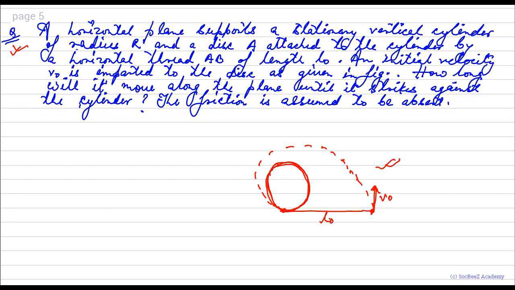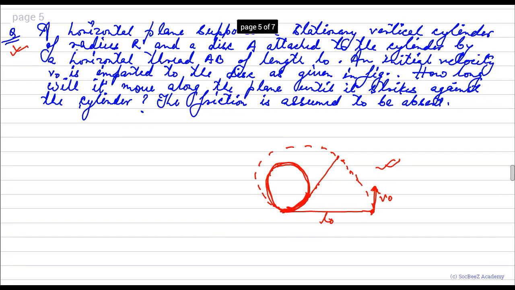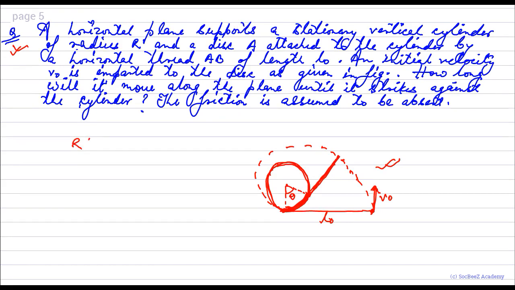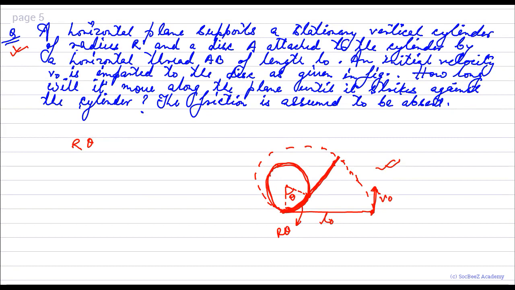Fine. So at any particular point, let's say at this state, the case is something like this. This much string has been wound around the cylinder, and this is the length of the string which is still unwound. This is the center of this cylinder. Let's say the angle be theta. The length of the string wound around the cylinder in this particular state is given by r into theta, which is quite obvious. The length of the string which is still unwound is L0 minus r theta.